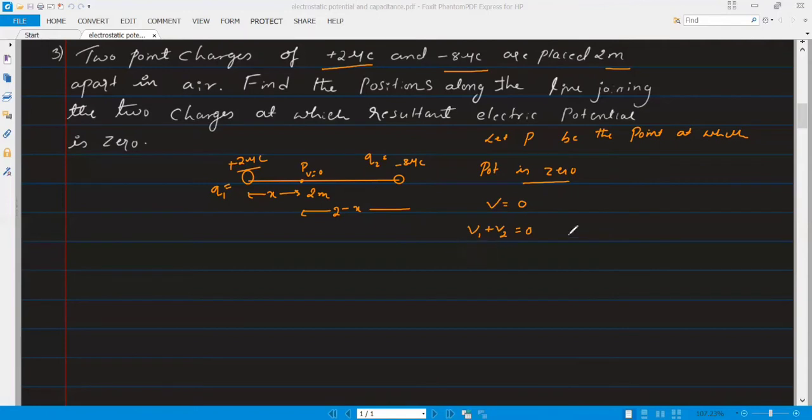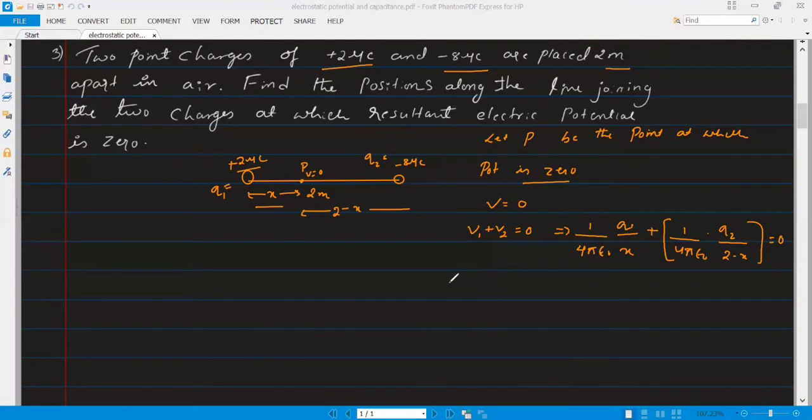This equation can also be written as 1 divided by 4 pi epsilon naught q1 divided by this distance, which is x, plus once again 1 divided by 4 pi epsilon naught q2 divided by the distance 2 minus x. This must be equal to 0.